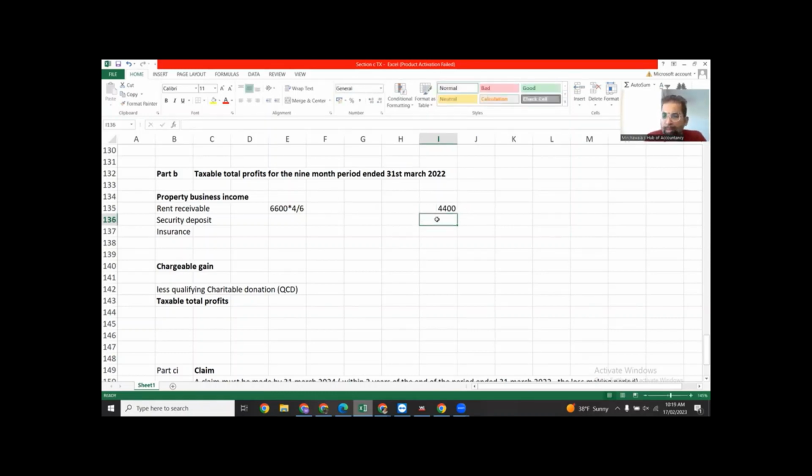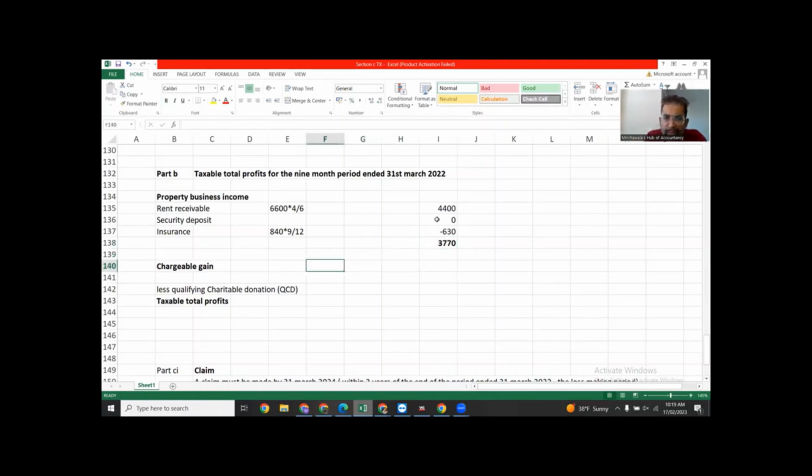Then security deposit is not an income at all. But now they gave you insurance of 840, but that 840 was for 12 months. So multiply it by 9 by 12. So this will be I think 630. Okay, so let's calculate. This is going to be your property income.